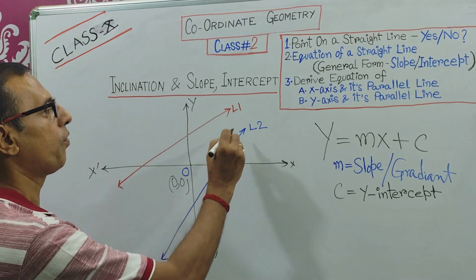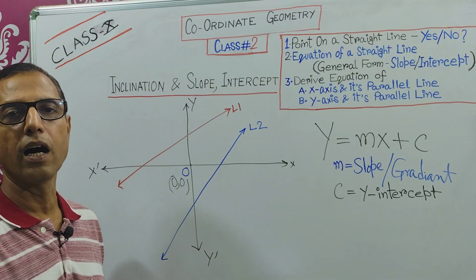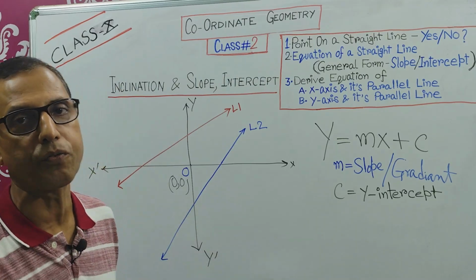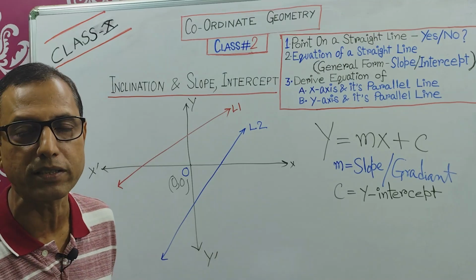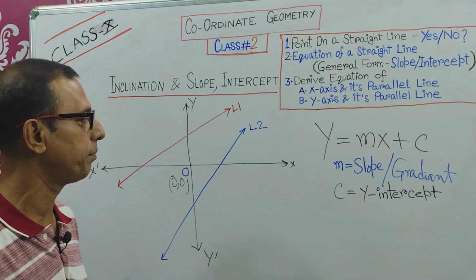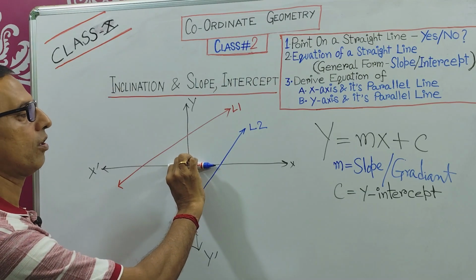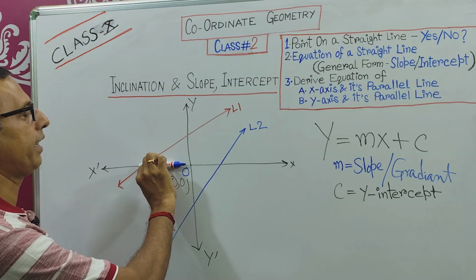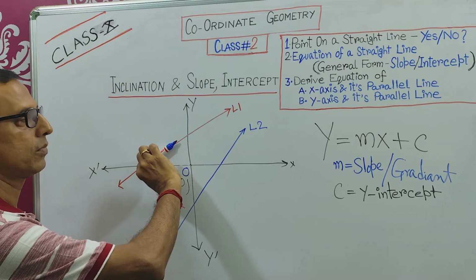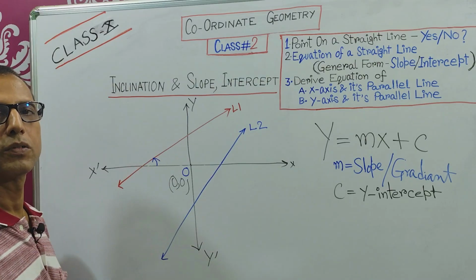Now let's say for line L1, inclination is the angle made by the straight line with the positive direction of the x-axis. What does it mean, with the positive direction of the x-axis? Or the angle that is towards the anti-clockwise direction. What does it mean actually? Let's say the line is here, lying on the x-axis. Now this line is moving in the anti-clockwise direction. So now this is the position, this is the line L1, so it is moving in the anti-clockwise direction.